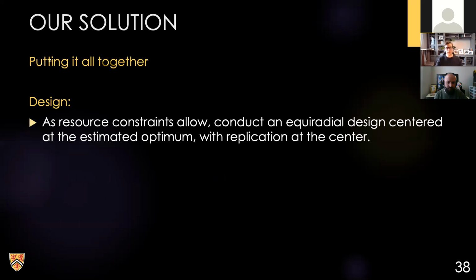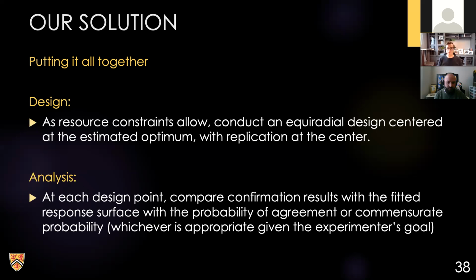Okay, so putting all of this together, our recommendation for the design, accounting for resource constraints, is to do an equiradial design centered at the estimated optimum, where you have a bit of replication at that center point. And that's balancing, as we said, gaining information about that optimum, which you may not have had before, with doing a bit of exploration around that optimum in case it's incorrect. And then our analysis is basically to compare your confirmation results with what's predicted by your response surface model using a probability of agreement or commensurate probability.